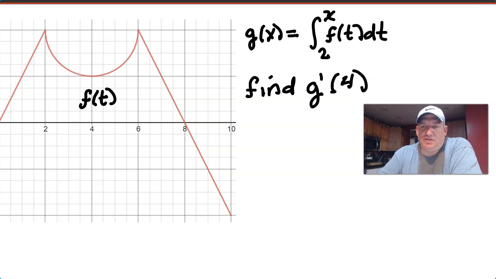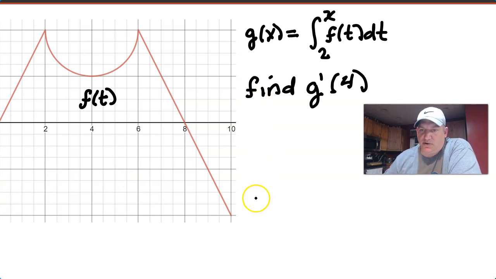Hi calculus students, we're here doing the fundamental theorem of calculus, looking at a function g of x, and it ends up being an integral function of the function f of t dt measured from 2 to x. And here we're trying to find g prime of 4. So what we need to recall is the fundamental theorem part 1 that says if we take the derivative of an integral in this format, that we're going to get f of x.